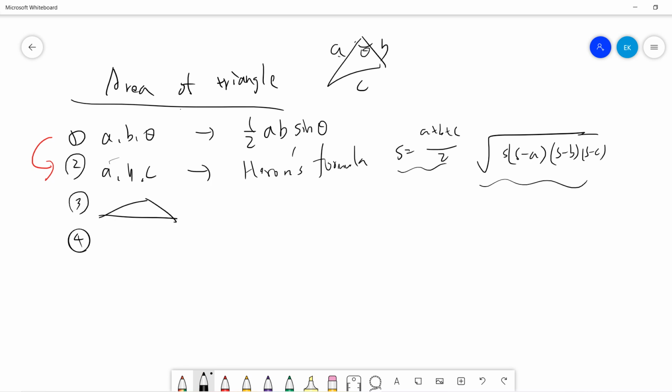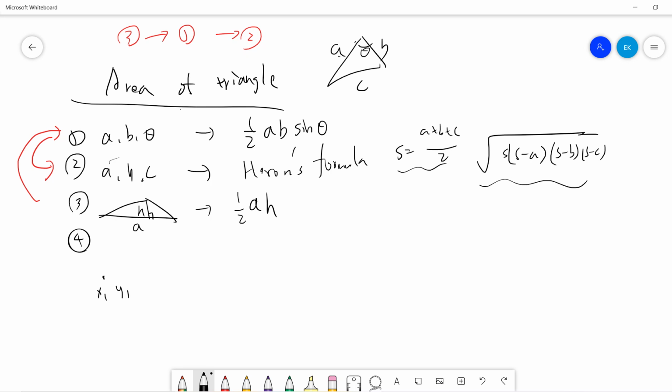If you have a base a and a height h, then the area is half a h. It's easy to see that half a h implies half a b sine theta. So we have formulas 1, 2, and 3, and you can easily prove that 2 actually implies 3. I don't have to prove it, but in this video I want to talk about the final one.